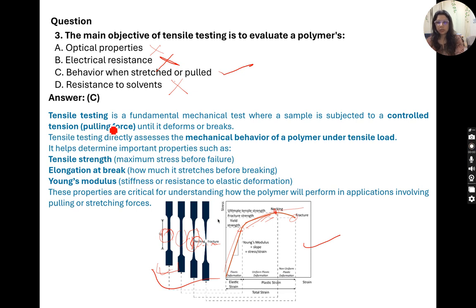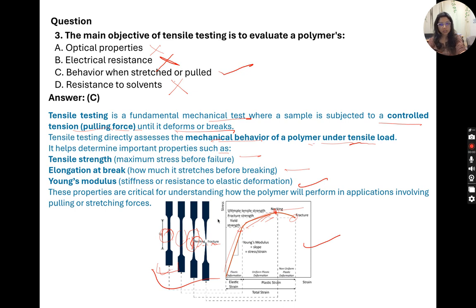And generally, if we look at the tensile test and the definition, it's a fundamental mechanical test where a sample is subjected to a controlled tension, or pulling force, until it deforms or breaks. So tensile testing directly assesses the mechanical behavior of a polymer under the tensile load. It helps determine important properties such as tensile strength, elongation, how much the sample can be elongated before breaking, and the Young's modulus, which measures stiffness or the resistance to elastic deformation.